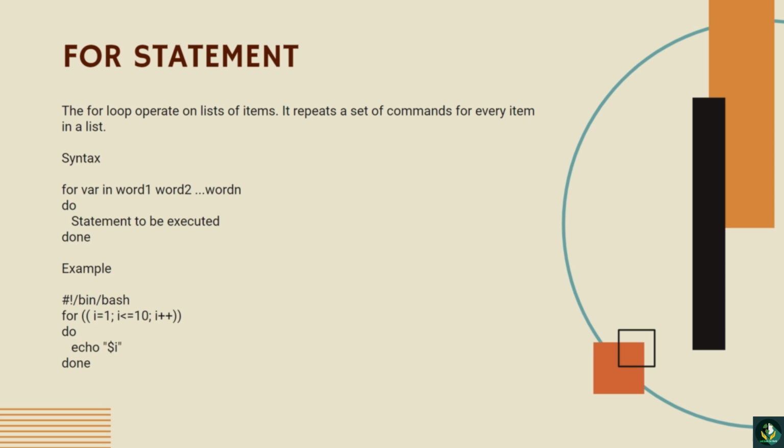An example has been written: #!/bin/bash, for ((i=1; i<=10; i++)), do echo $i. So it will display numbers from 1 to 10. To get more clarity, let's move to the practical demonstration of it. So let's get started.